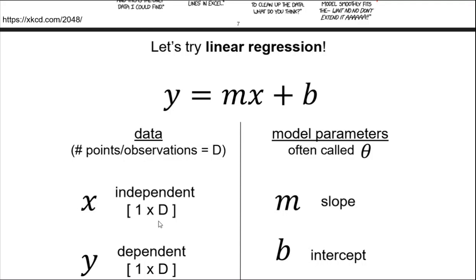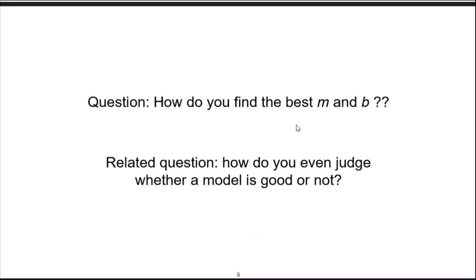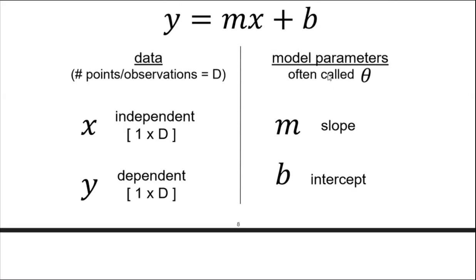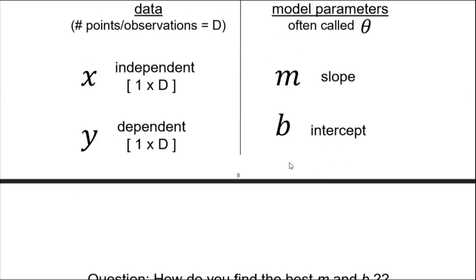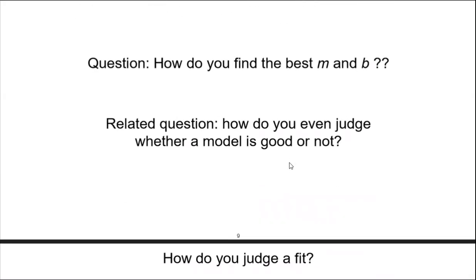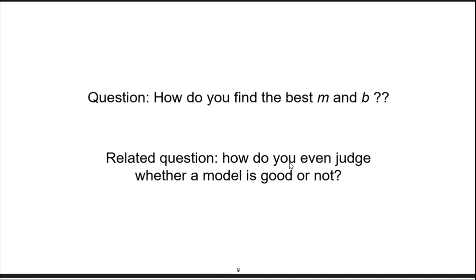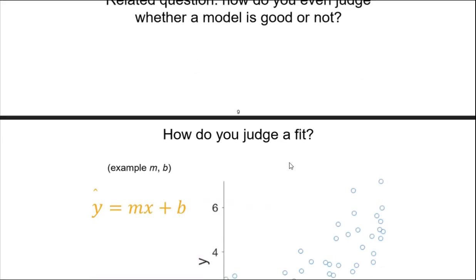They're both one-dimensional. And then we have these parameters: the slope and the y-intercept. We're going to call this slope and intercept the parameters. So how do we find the best parameters? Or how do you even judge whether what we found is good or not?